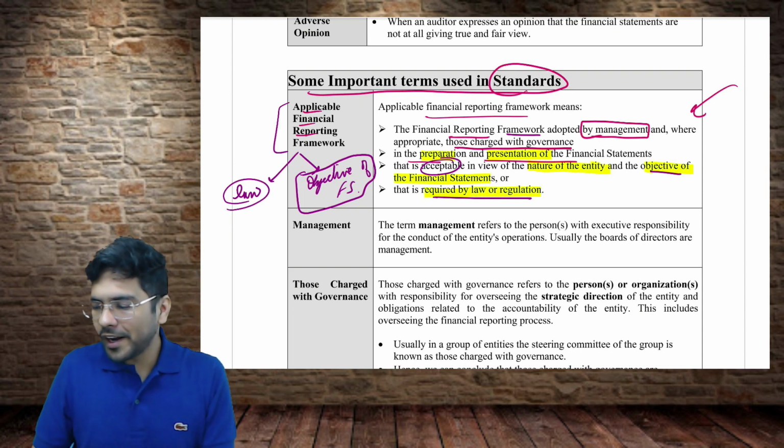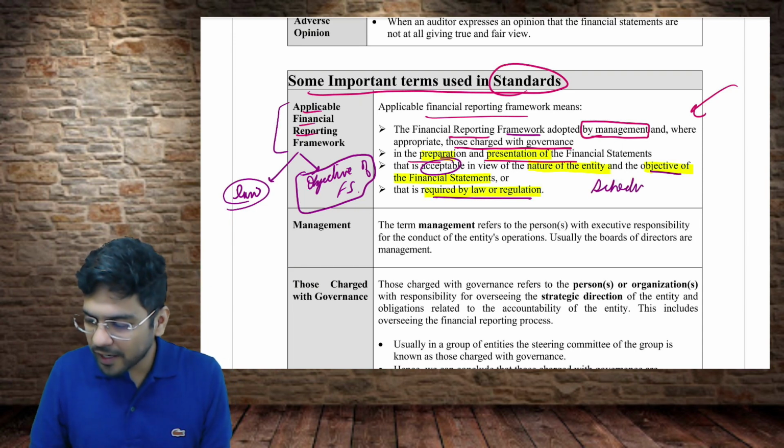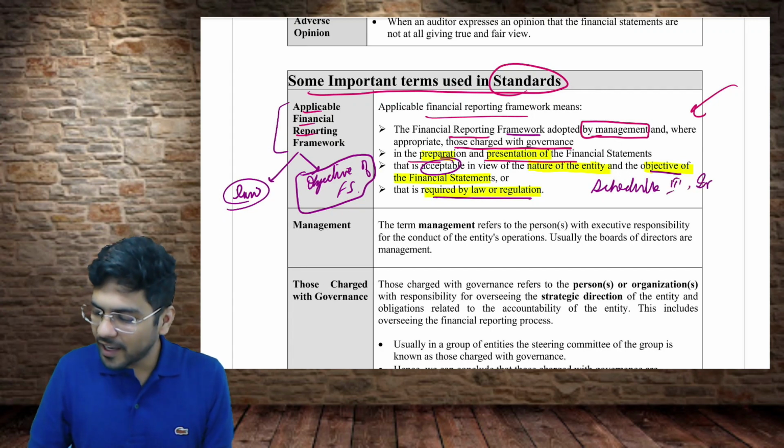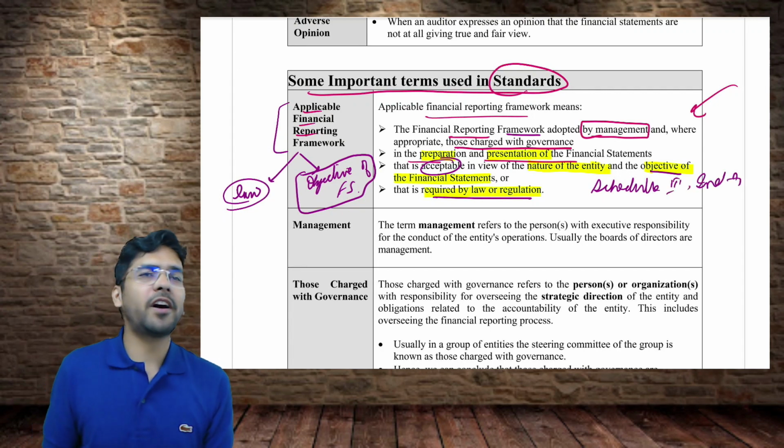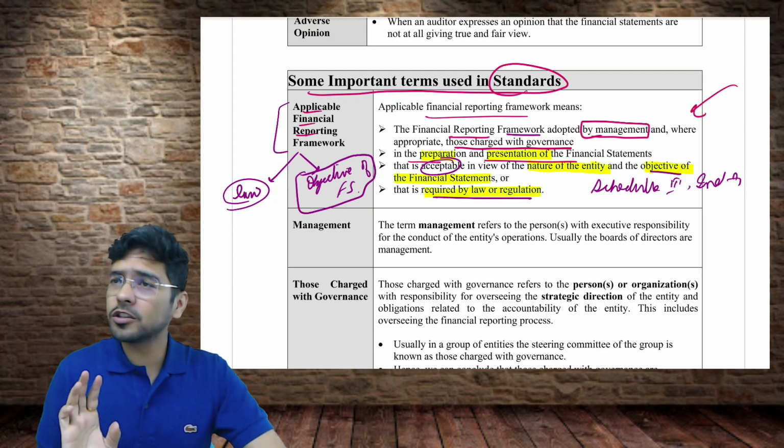So if you want to write, guys, just write the examples. What can be the examples here? Schedule 3, Ind AS, AS, IFRS, US GAAP. Are these examples of FRF?